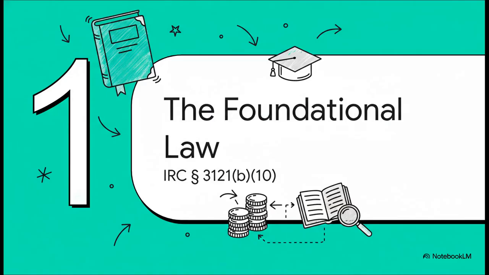The entire reason for that difference on the W-2 comes down to one little section of the tax code, Internal Revenue Code Section 3121(b)(10). This is the bedrock, the foundation for this entire rule, and really, understanding it is the key to getting student payroll right every single time.